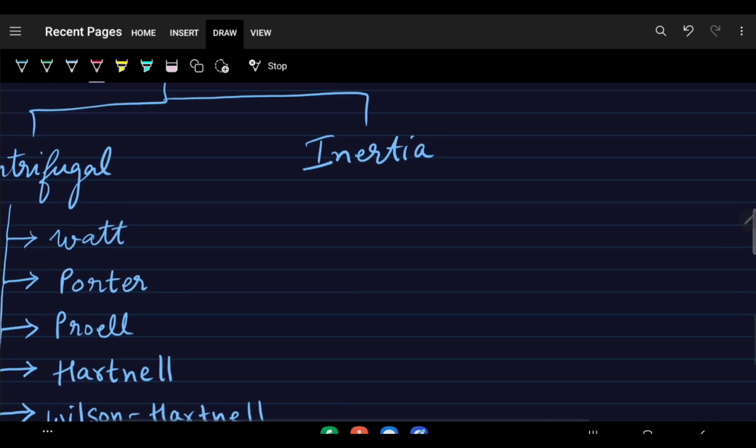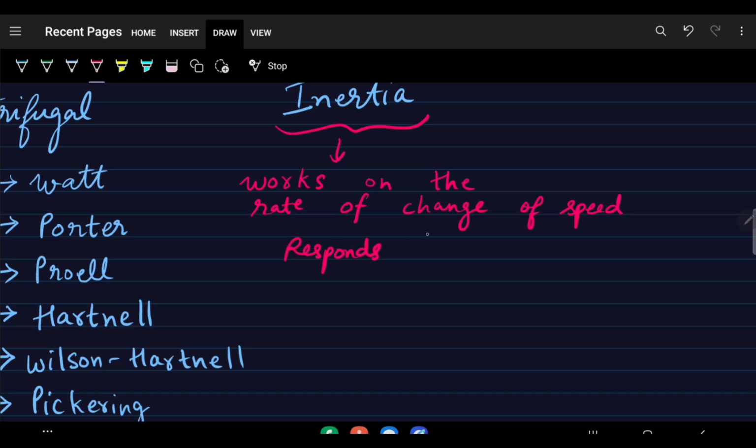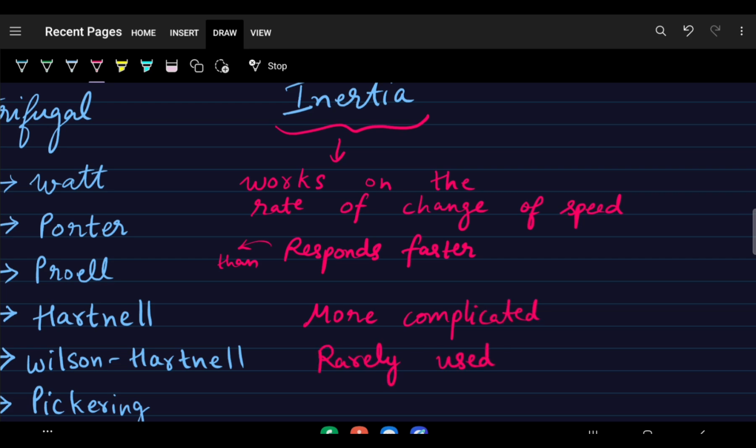And the next type of governor that we have is the inertia governor. The inertia governor works on the rate of change of speed, and it responds comparatively faster than the centrifugal governors, and it is also more complicated and rarely used.